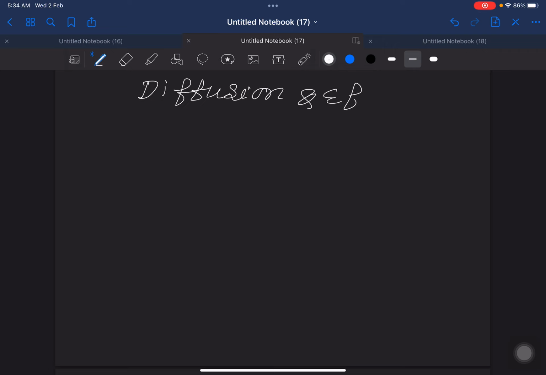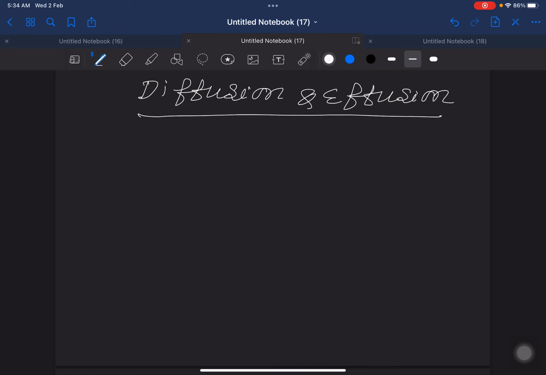Diffusion. We are going to discuss the topic of diffusion and effusion from the states of matter.